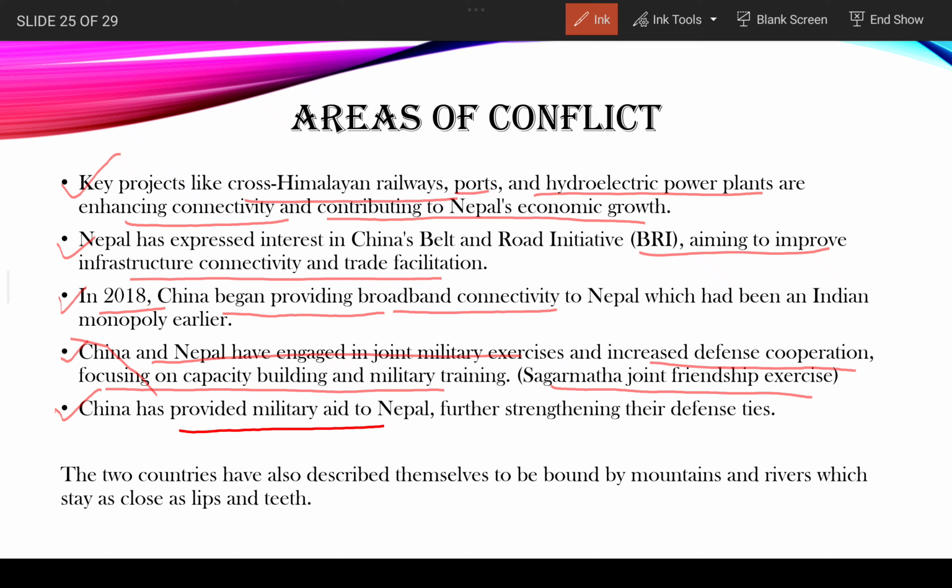China has provided military aid to Nepal, further strengthening their defense ties. So these are the various evidences of China's influence in Nepal. Let me tell you about the term which has been used by the two countries for each other. The two countries have described themselves as bound by mountains and rivers, staying as close as lips and teeth. This is the sentence which the officials of the particular countries have used for each other, so this can be mentioned.